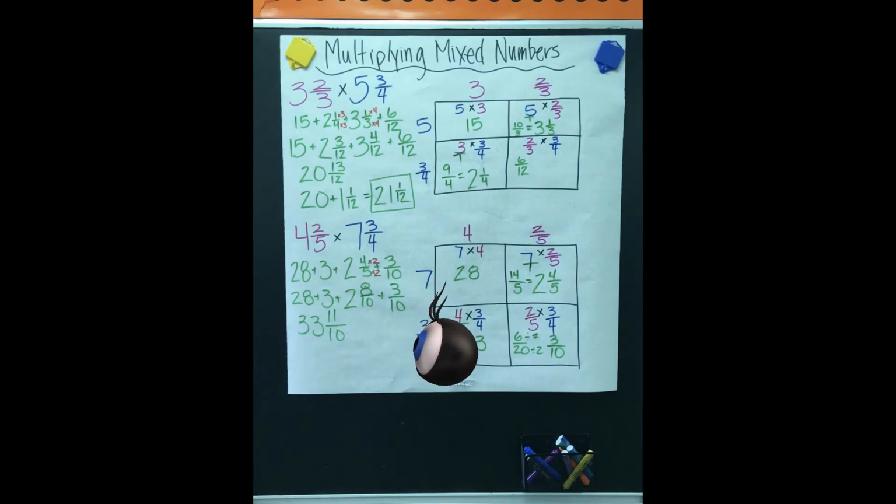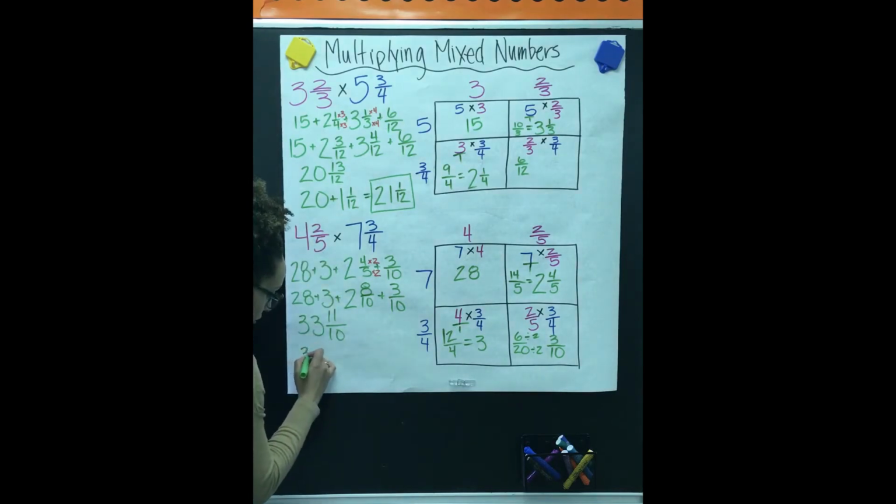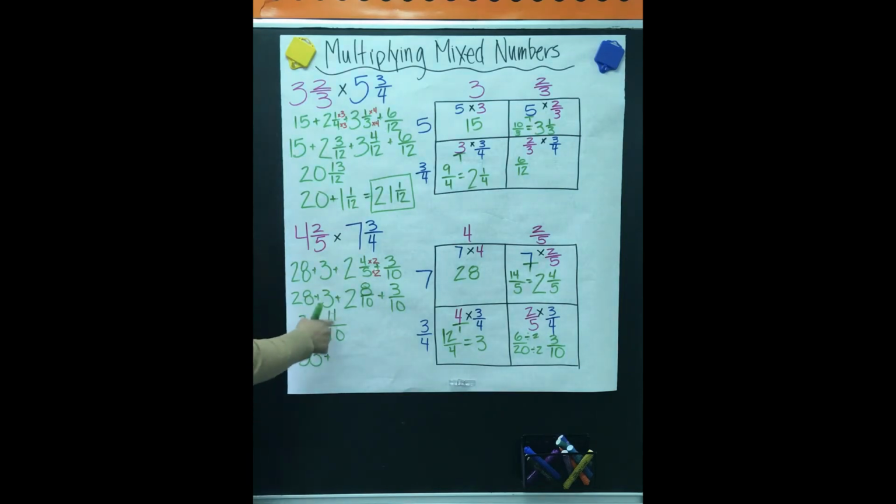What do we observe about this mixed number? What's wrong with this right here? It is an improper fraction, which means that we cannot leave our answer as a mixed number with an improper fraction. So we're going to have to convert this. The very first thing we're going to do is drop down our 33 so that we do not forget about it. Then we're going to convert this into a mixed number.